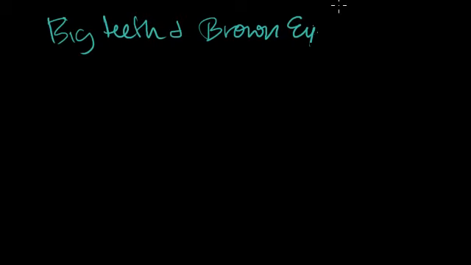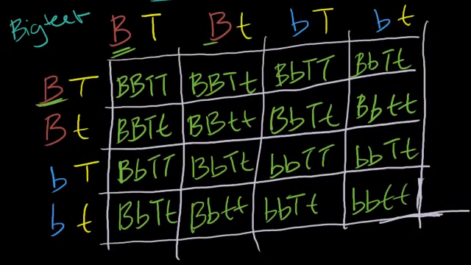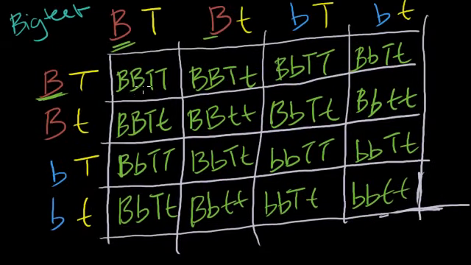Brown eyes. So how many are there? Big teeth and brown eyes. So they're both the dominant. So if you have either a capital B or a capital T in any of them, you're going to have big teeth and brown eyes. So this is big teeth and brown eyes. This big teeth right here, brown eyes there. Or maybe I should say brown eyes and big teeth, because that's the order that I wrote it right here.